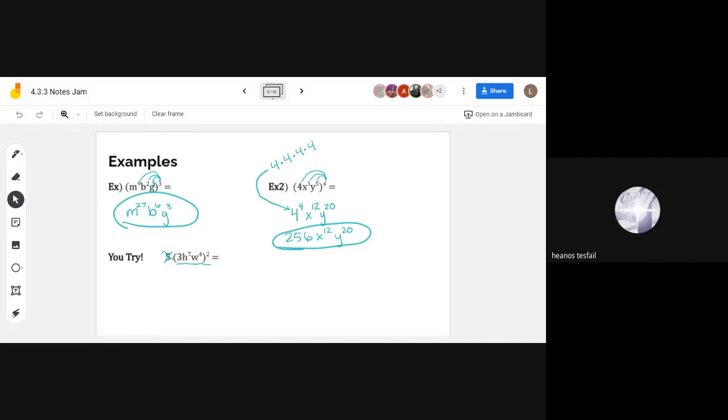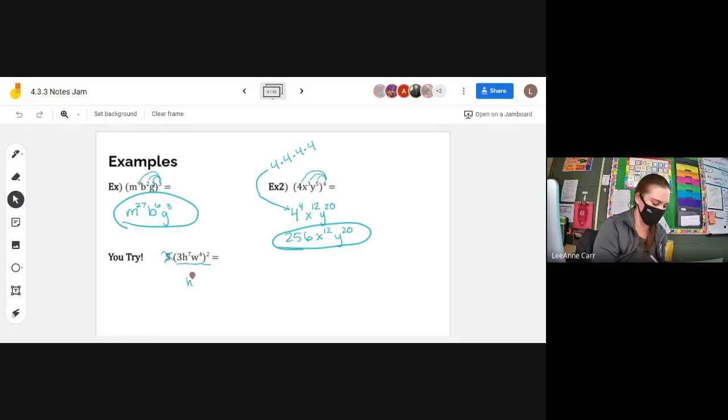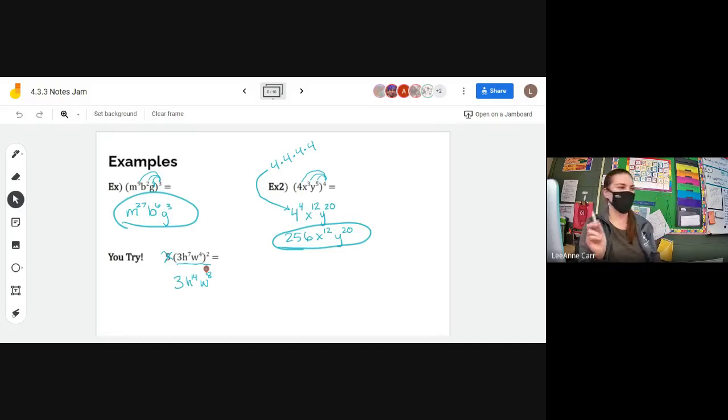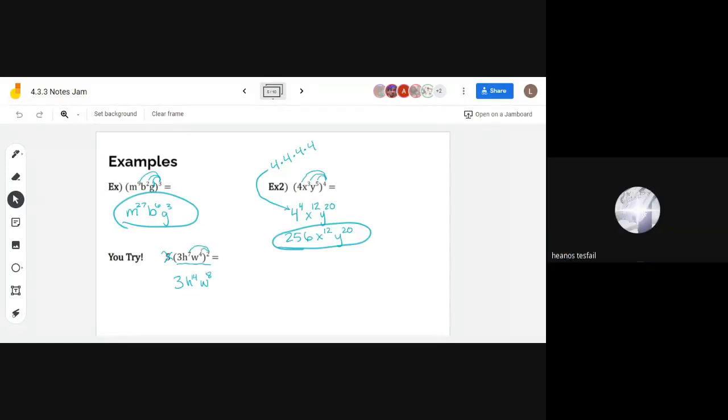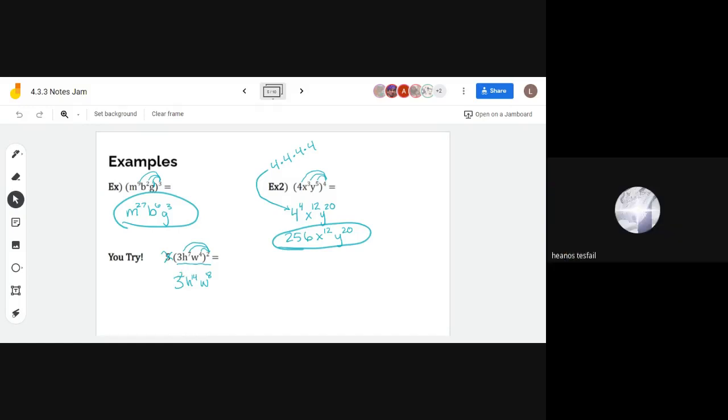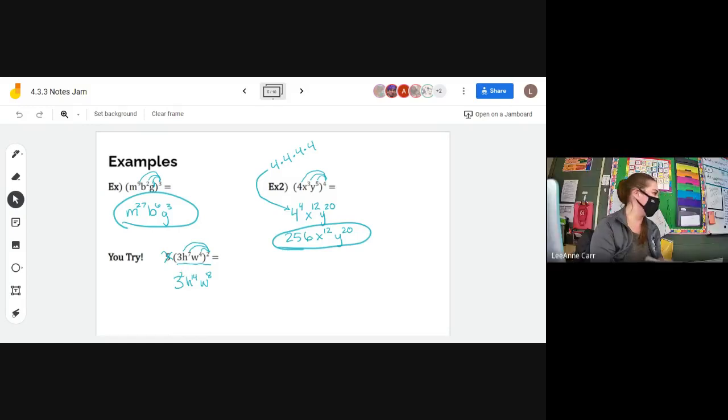3h to the 14th power. H to the 14th, yep. And what about our W? And w to the 8th power. W to the 8th. Good. Okay, now I want to pause, though, because we forgot something. We distributed the 2 to the H and to the W. What did we forget to distribute it to? The 3. The 3. So we also need a 3 to the 2nd. All right. You with me now, Henos? Yeah. All right. Awesome. Thank you. You can turn off your mic. And then I still have this 5 out front. We'll deal with that in a moment.